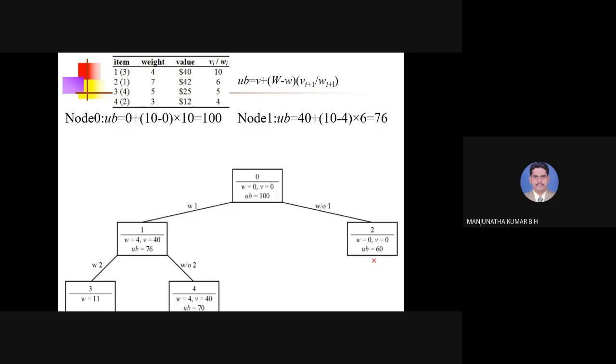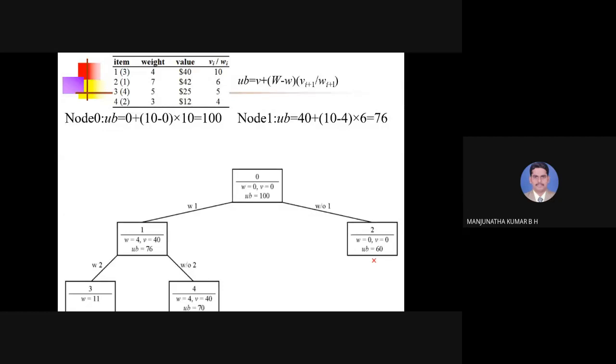I hope this explanation is clear. Let me repeat if it is not clear. Upper bound for node 1 is equal to V. You see the node, here only V is there. We have written V equals 40. 40 plus the remaining capacity, 10 minus, the first item is placed, no? 4. 10 minus 4 into the next best profit ratio. The next item's ratio is 6. So the value of this equation is 76. Okay, so node 1 calculation is over. Node 1 is generated completely.